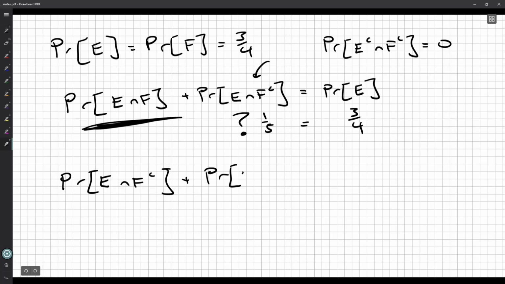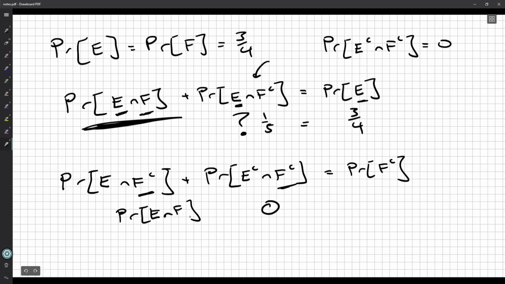Well, if I also had, say, the probability of E complement intersect F complement, that would add up to the probability of F complement. Same idea, same sort of formula, just instead of E, we're working with F complement as our special set. Right, so this is another approach. Now I know this. This is 0. Do I know F complement? Well, no, but I know F, so F complement should be 1 minus the probability of F. That's 1 minus 3/4.